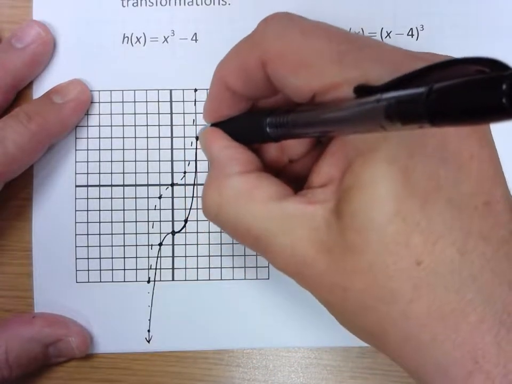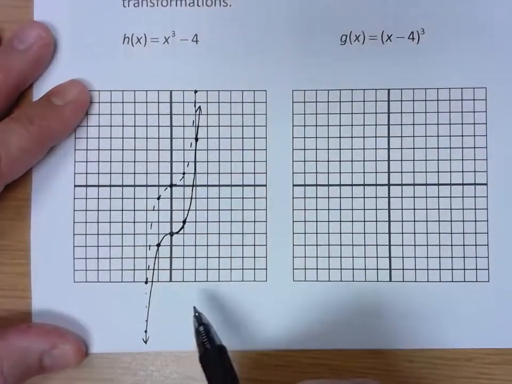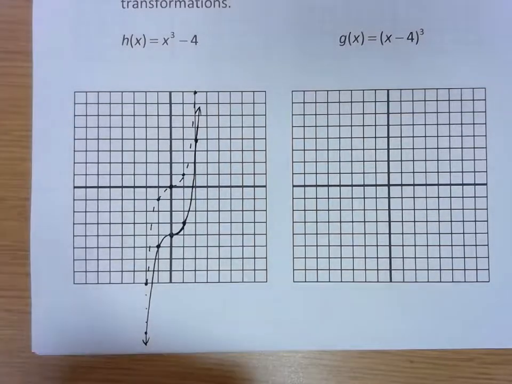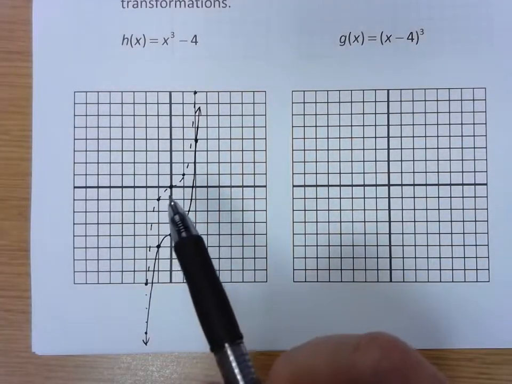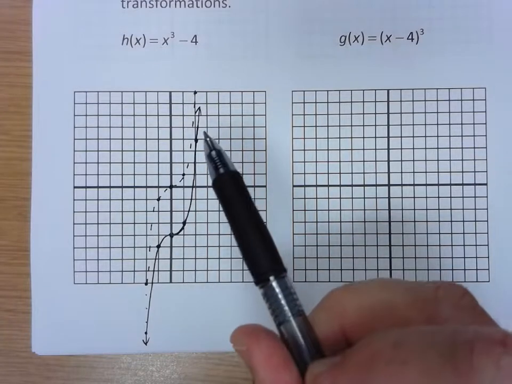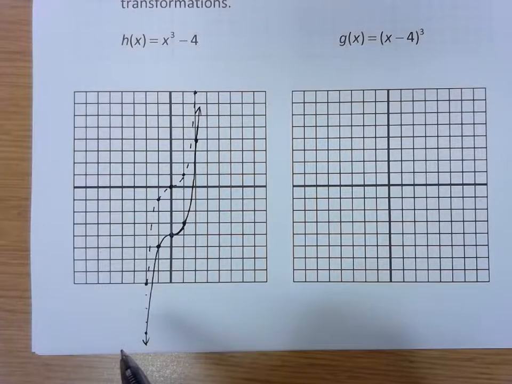So see, I'm just using my knowledge of what the cubing function looks like to produce this new function's graph from the old one. So, in producing answers like this in your homework, you probably want to do this original dotted version in pencil so you can erase it and then make your final graph in ink.